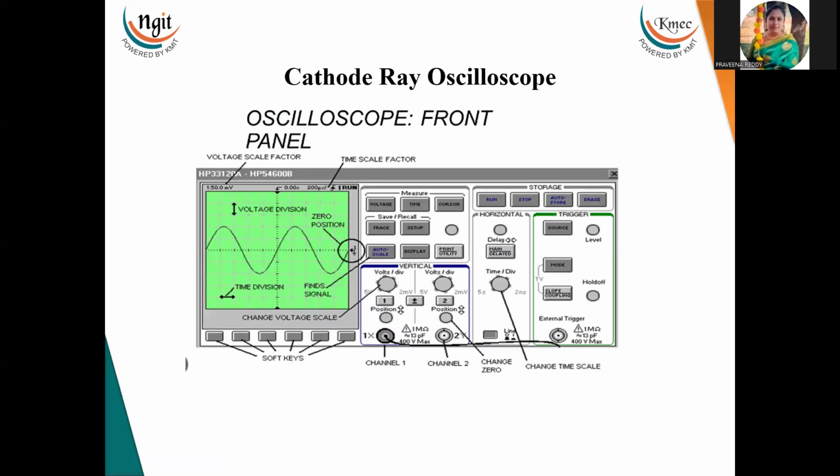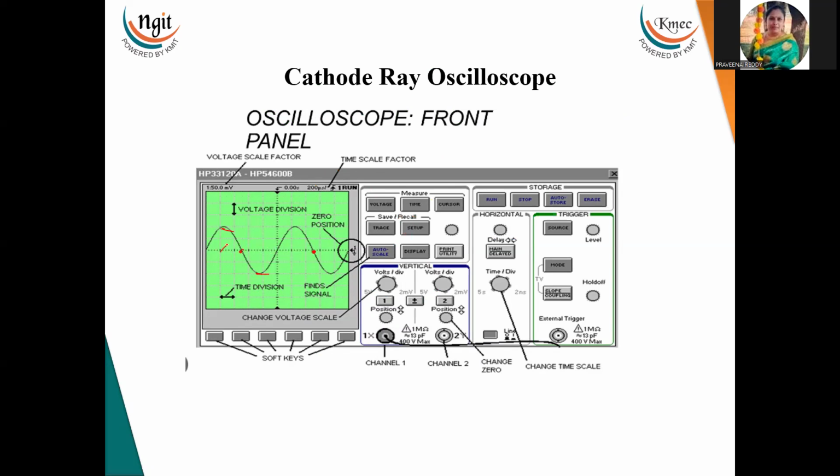Cathode ray oscilloscope. CRO is a measuring instrument. By using this, we can measure the amplitude. Now, from this point to this point, how much the amplitude is there, amplitude peak to peak, peak value, and time period. By taking the reciprocal of the time period, we can measure the frequency.